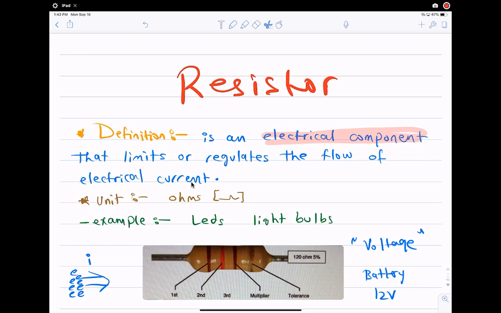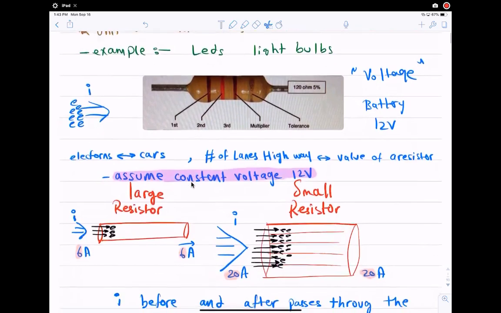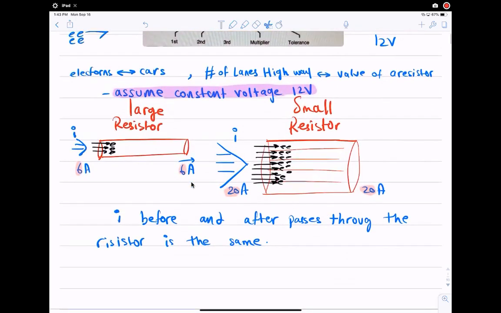Okay, now to understand this concept in a deeper way, let's move to an analogy. I'm gonna give you an analogy of cars in a highway. Now if we assume that cars are electrons and the number of lanes in the highway is the value of the resistor. If it's a small resistor, that means the highway would have more lanes. If it's a large resistor, that means the highway would have only 1 or 2 lanes.